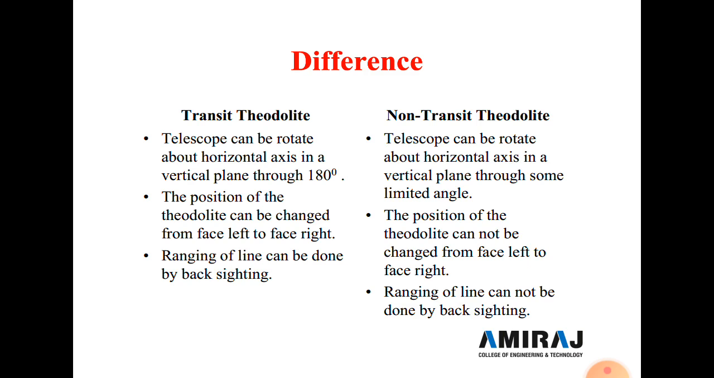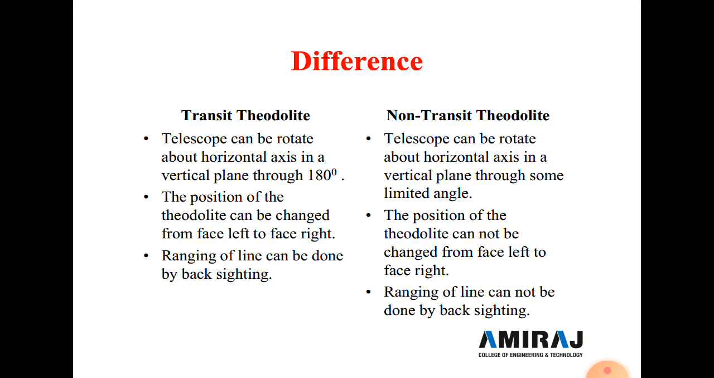Now next, in the G2 examination this type of question is asked for 7 marks or 4 marks: write the difference between the transit theodolite and non-transit theodolite. If the telescope can be rotated about the horizontal axis in a vertical plane through 180 degrees, it is known as a transit theodolite. And what is a non-transit theodolite? If the telescope can be rotated about the vertical axis in a vertical plane only through some limited angle, it is known as a non-transit theodolite. In a transit theodolite, the telescope is totally rotated through 180 degrees, and the position of the theodolite can be changed from face left to face right.